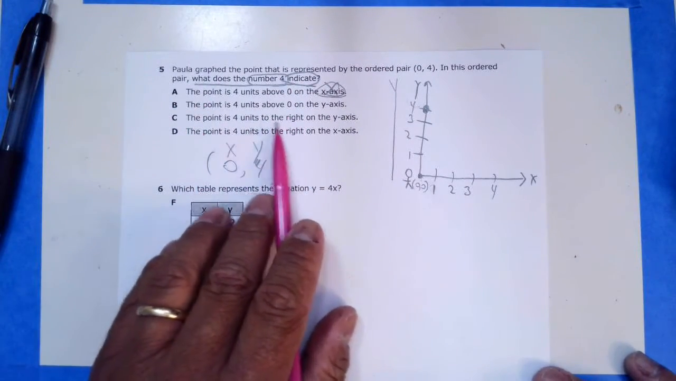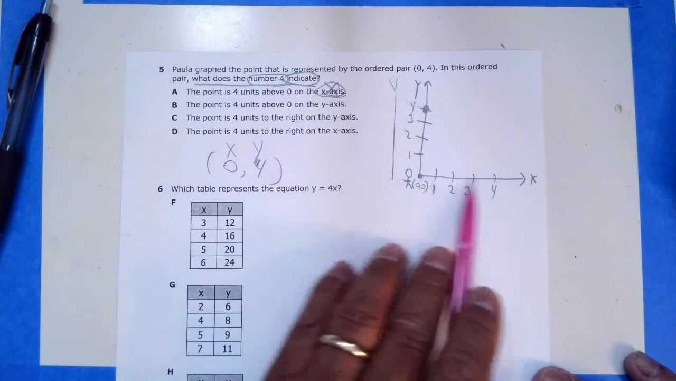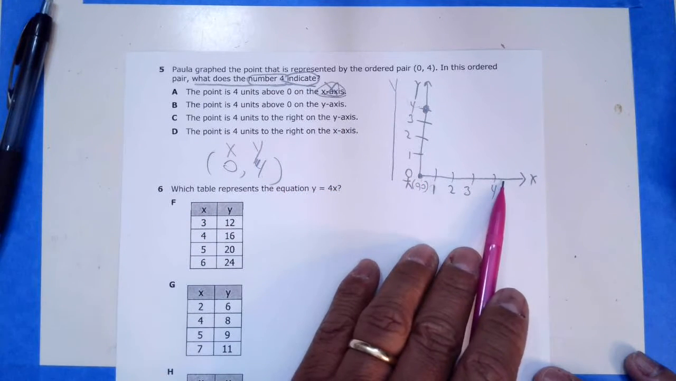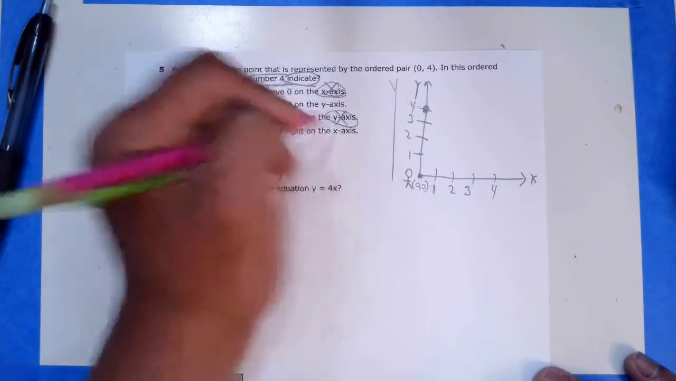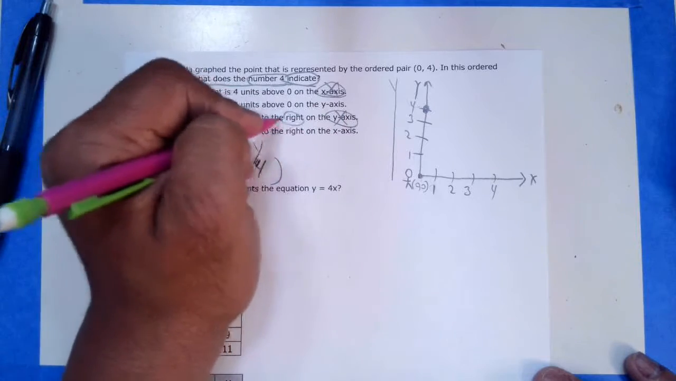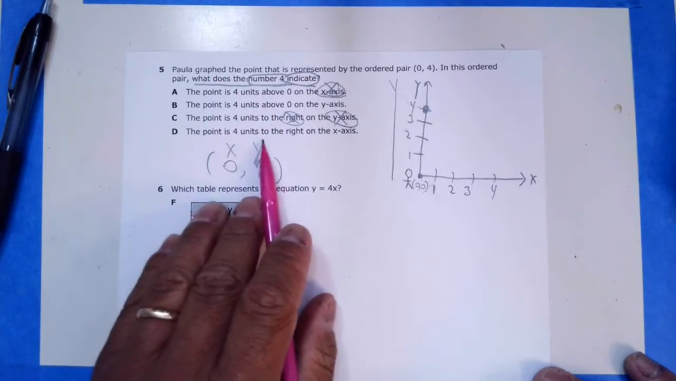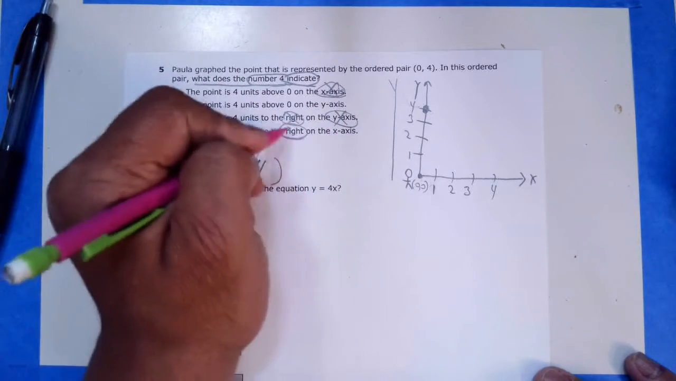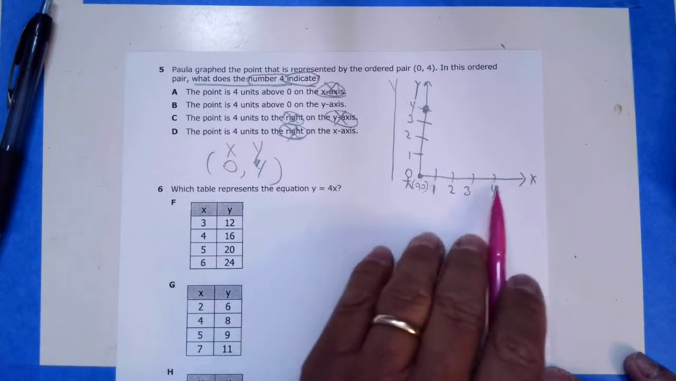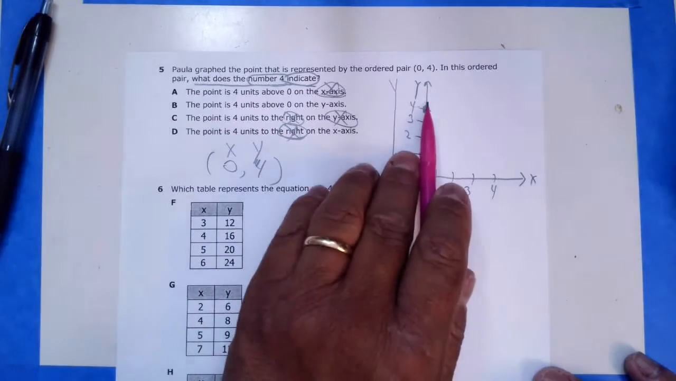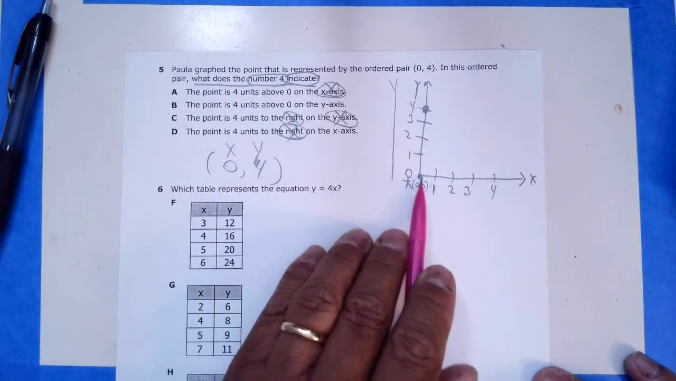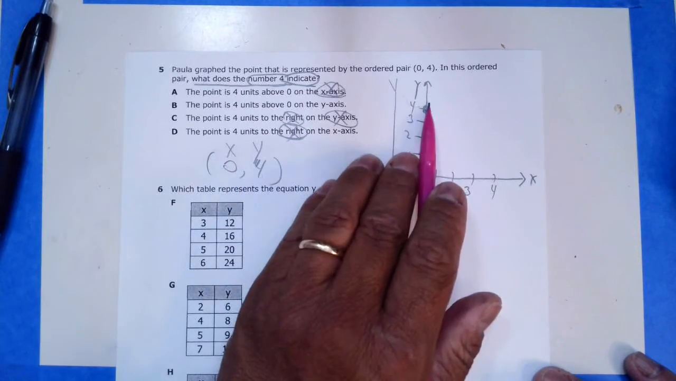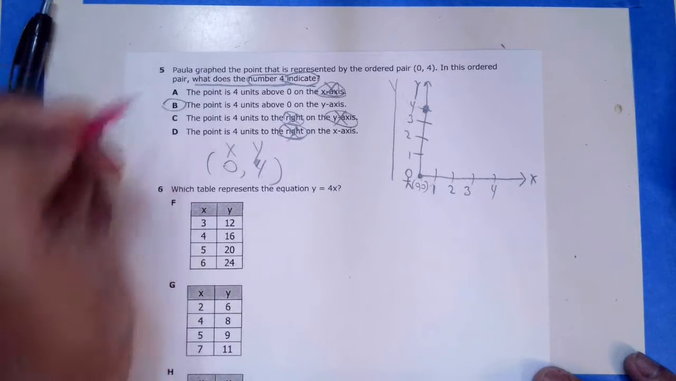The point is 4 units to the right on the y-axis. Okay, first of all, we don't even go to the right. On the y-axis, and they even put that one. No, that's the x-axis, and we're not going to the right. The point is 4 units to the right. No, we don't go to the right. Okay? We just go up. Because 0 says we're at ladder 0, we're at point 0, and we just go up. Okay, so there's our answer.